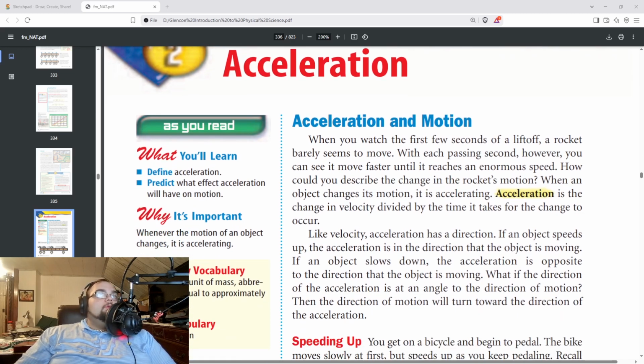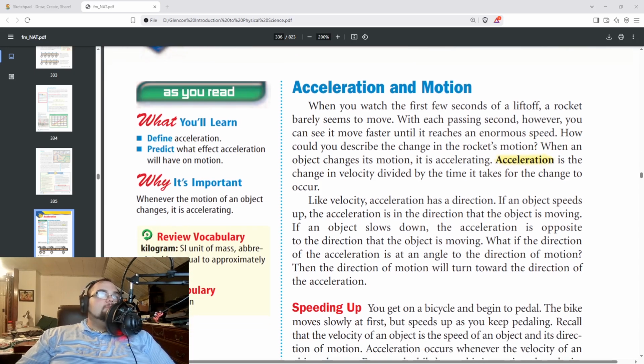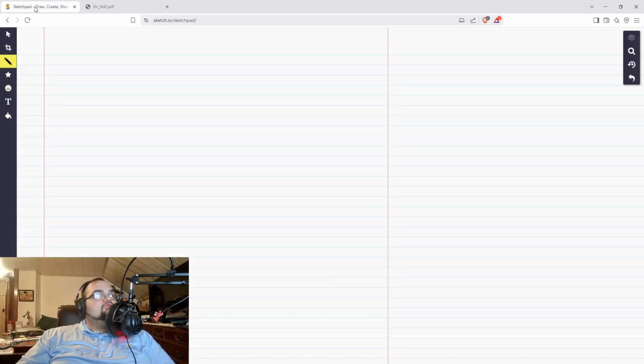When you watch the first few seconds of liftoff, a rocket seems to barely move. With each passing second, you can see it moving faster and faster until it reaches its enormous speed. How could you describe the change in the rocket's motion? When an object changes its motion, it's accelerating. Acceleration is the change in velocity divided by the time it takes for the change to occur.